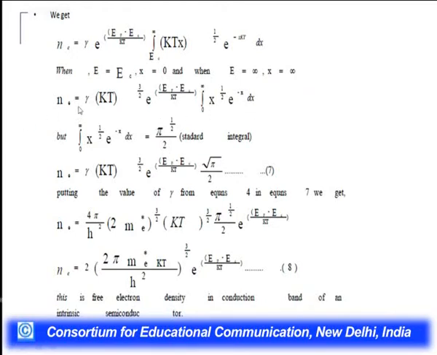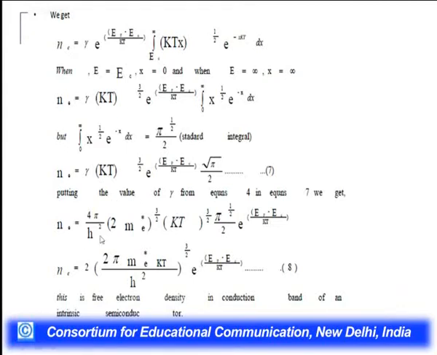Then it will be Ne = γ (KT)^(3/2) e^((EF − EC)/KT), and we take the integral from 0 to infinity of x^(1/2) e^(−x). But we know that by solving this using the standard integral, we have the result in this form.